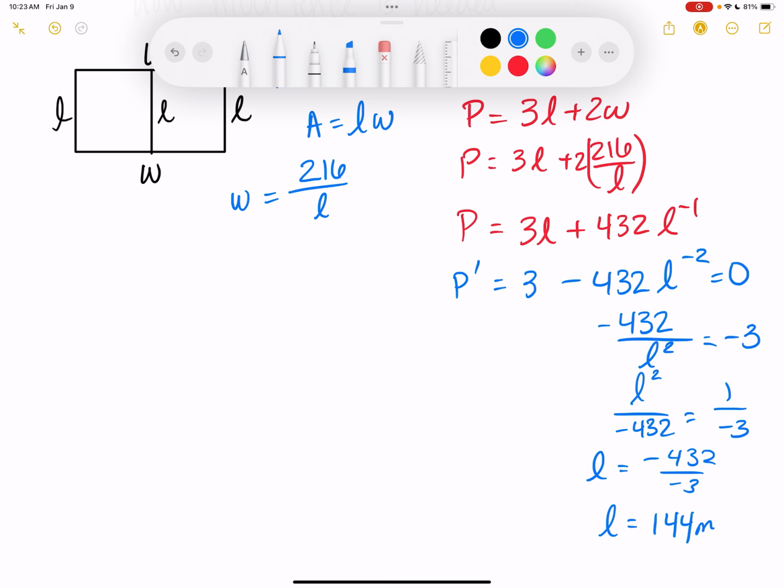We'd have to take the square root too. Yes, thank you. I was like, that's way too big. I don't know where I lost my squared, but oh well. The square root of 144 is 12. So then L equals 12.